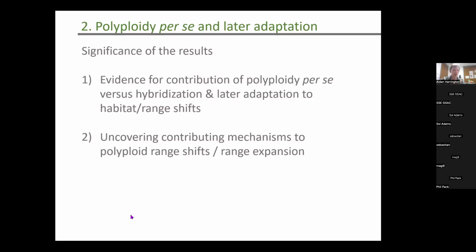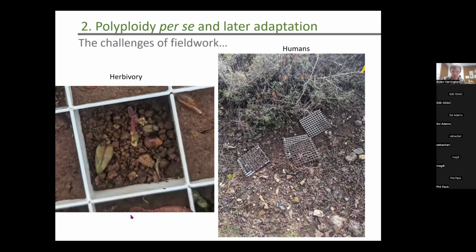And just for fun, I have some pictures documenting the challenges of this kind of field work. Some of these challenges are part of the interactions and part of the things that we actually want to measure, like herbivory. You can see this poor seedling got chewed down, or humans, which are not the kind of biotic interaction we're hoping to measure, but nonetheless, they can tear up grids and do other things.